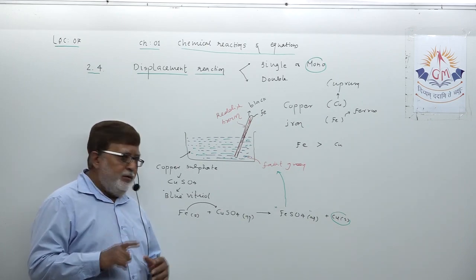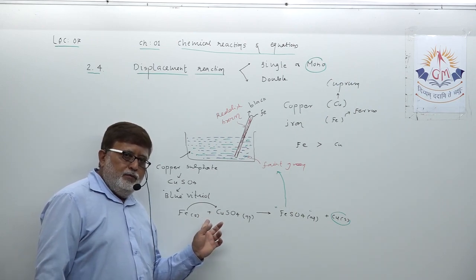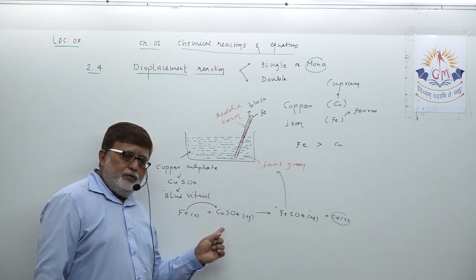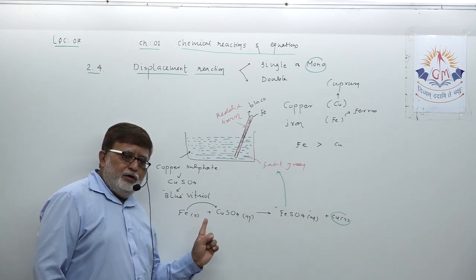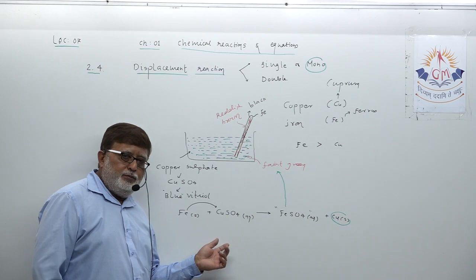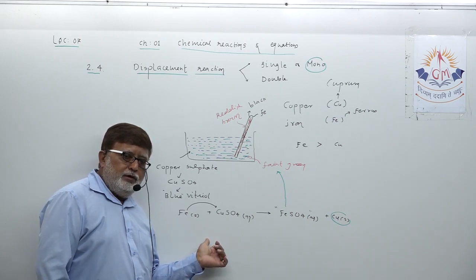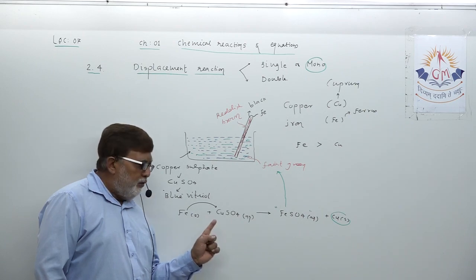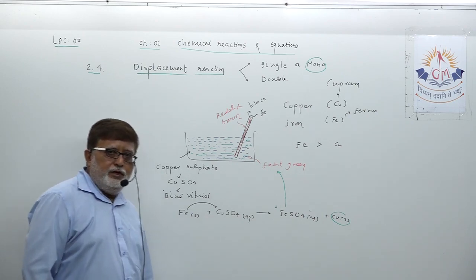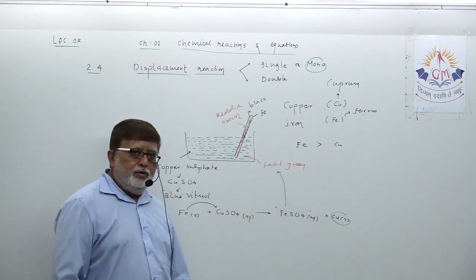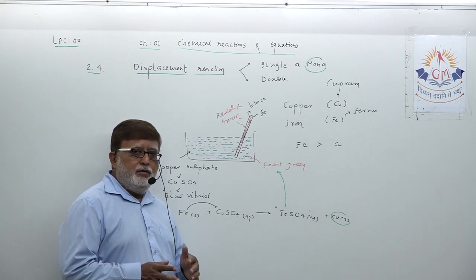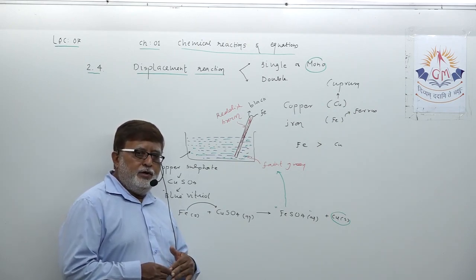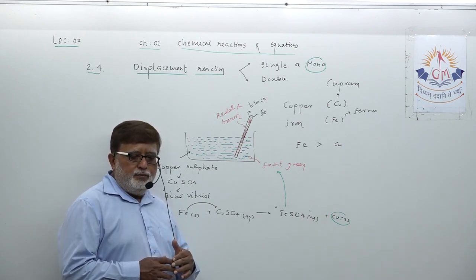Just try to remember from here. When iron displaces copper from copper sulfate, because iron is more reactive than copper. So to define it in words, how can you speak? When a more reactive metal displaces a less reactive metal from its compound and forms a new compound by exchange, such chemical reactions are known as single displacement or mono displacement reactions.